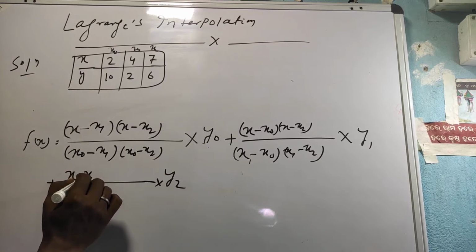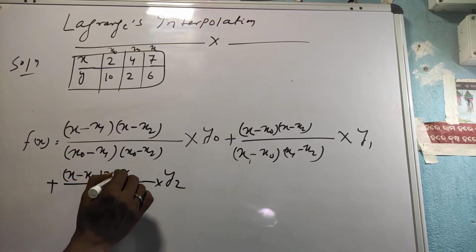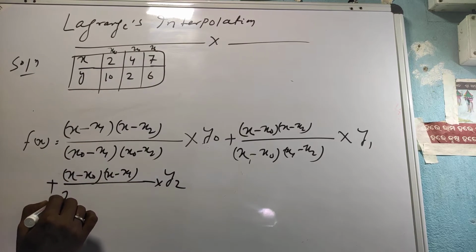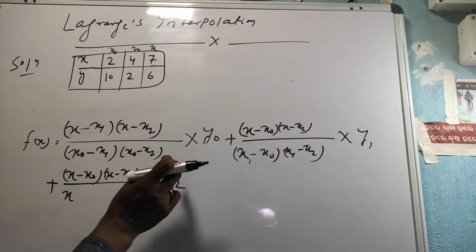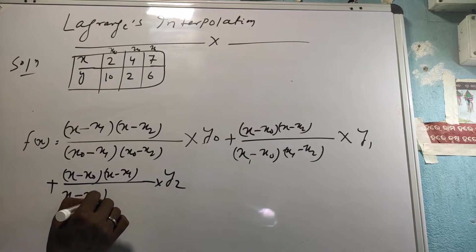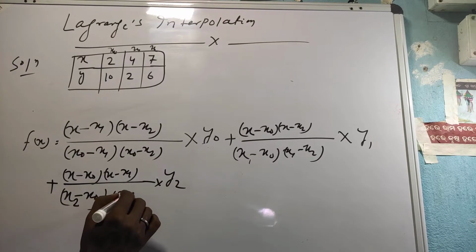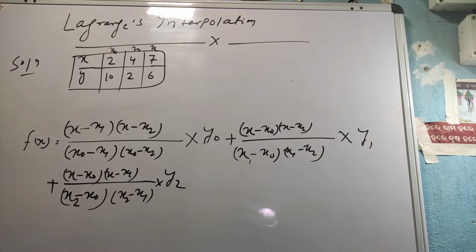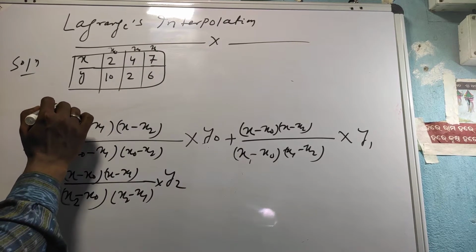Okay, this formula is telling us x minus x0, x minus x1 on the upper side is the numerator. For y2, the denominator starts with x2 minus x0, x2 minus x1. Okay, clear? So then you can write the formula. This is Lagrange's interpolation.